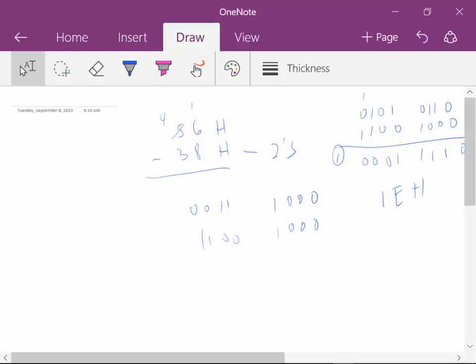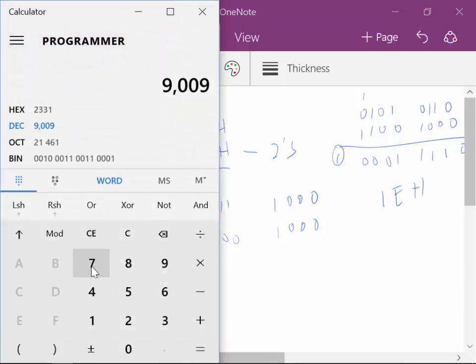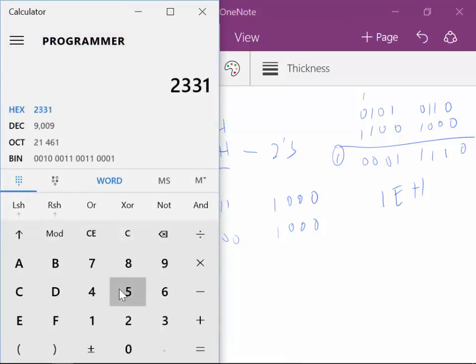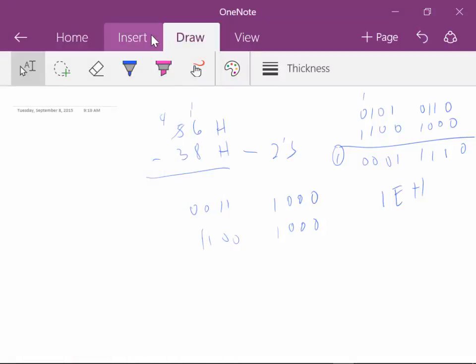If we pull up my calculator and cheat again, and we go to hex, and we take 56 and subtract 38, our result is 1E. So we get the right result. When we do the subtraction this way, we end up with the right result. It's an easier way of subtracting, because we just do the 2's complement. In a microprocessor, that's very simple to do. You just do a NOT and then add a 1.